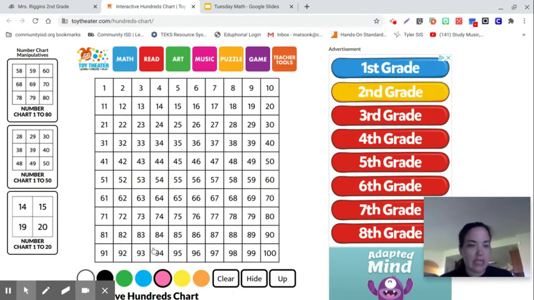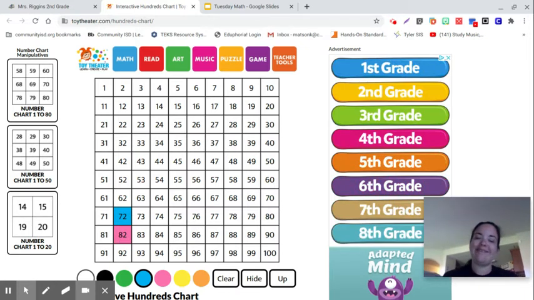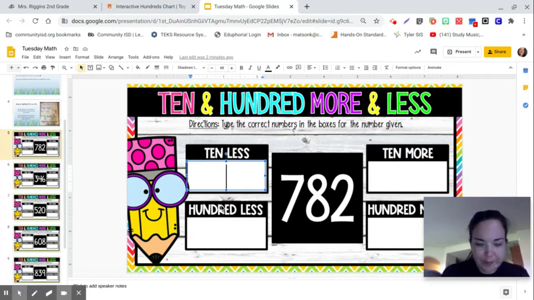Okay, so I'm going to take my pink counter and highlight 82. So now we're looking for something that is 10 less. So you want to know what's really cool about a hundreds chart? All you have to do is go to the number on top. Or if you think about it, the digit 8, what's 1 less than 8? 7. So you could have also just replaced that one digit. So we've got 72.